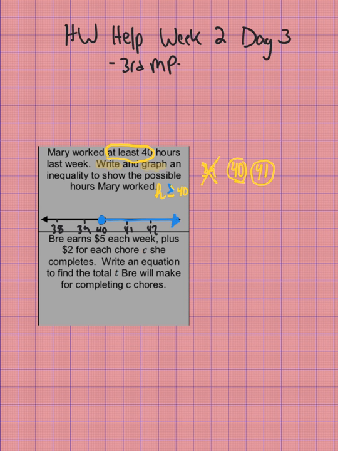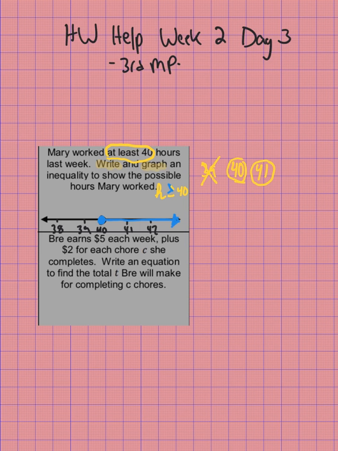Next one, this one is a little tricky. It says Bree earns $5 each week plus $2 for each chore C she completes. Write an equation to find the total T Bree will make for completing C chores. So I'm going to underline some stuff that's important. I'm going to think about it here.